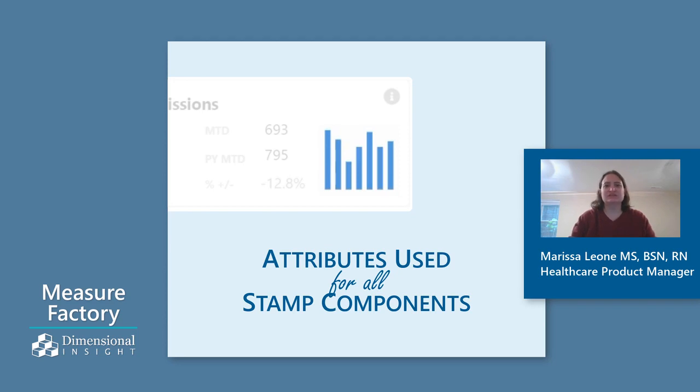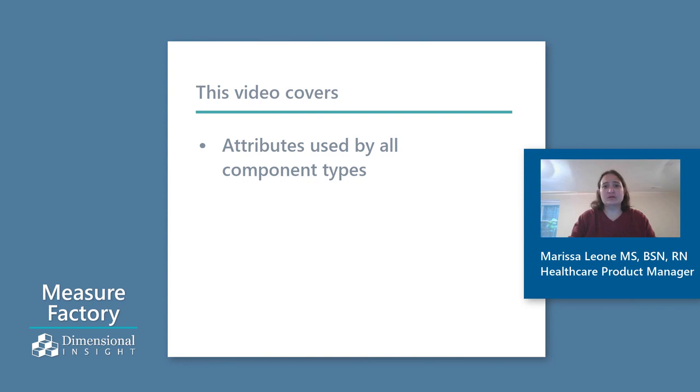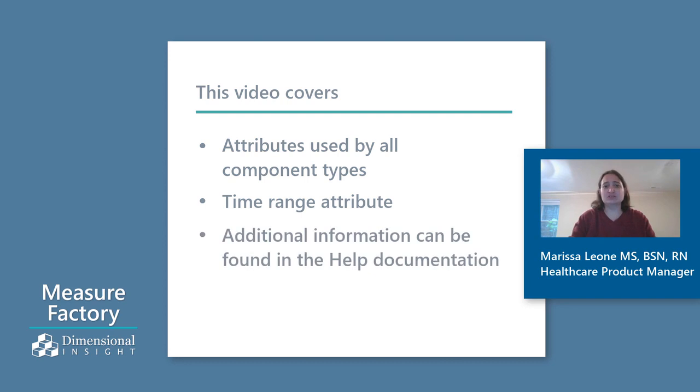Today I'm going to be discussing some of the universal attributes that can be used to specify components within the stamp grammar. So in this video, we'll be going through the attributes used by all component types. We'll also be discussing the time range, as it is used by multiple components, including the indicator and charts. Additional information on all these topics can be found within the documentation help pages.